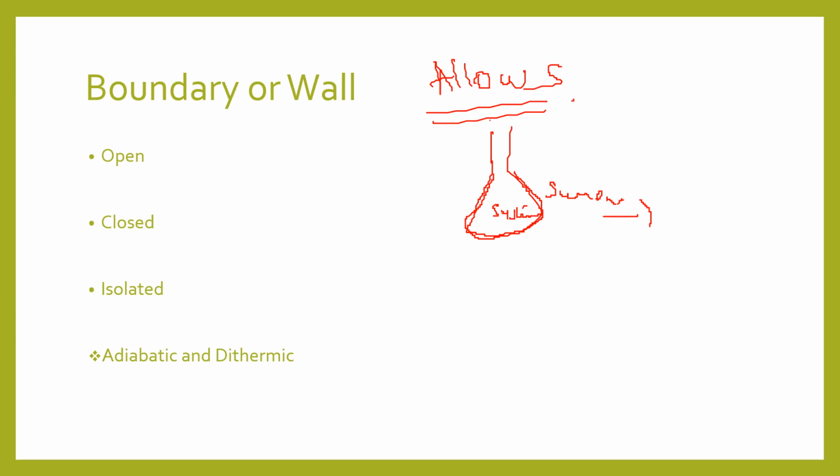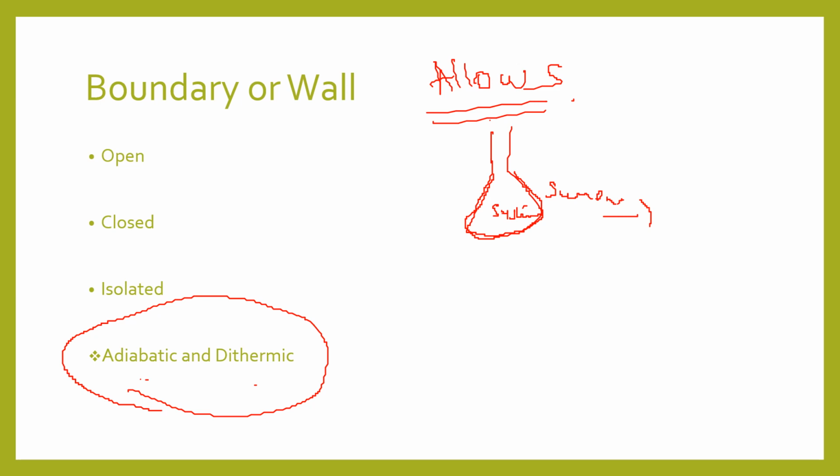So when we just consider the exchange of heat, with respect to exchange of heat, the boundary or wall can be differentiated as adiabatic or diathermic. So there are two ways of classifying a boundary or wall. The first way is open, closed, isolated, and the second way is diathermic or adiabatic. So what is a diathermic and adiabatic boundary?